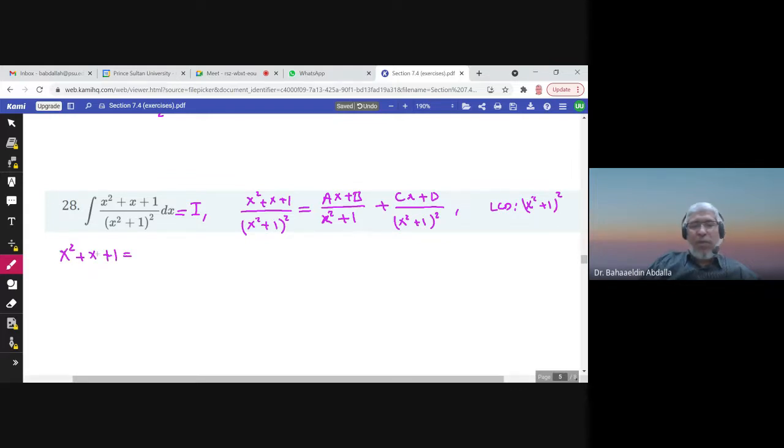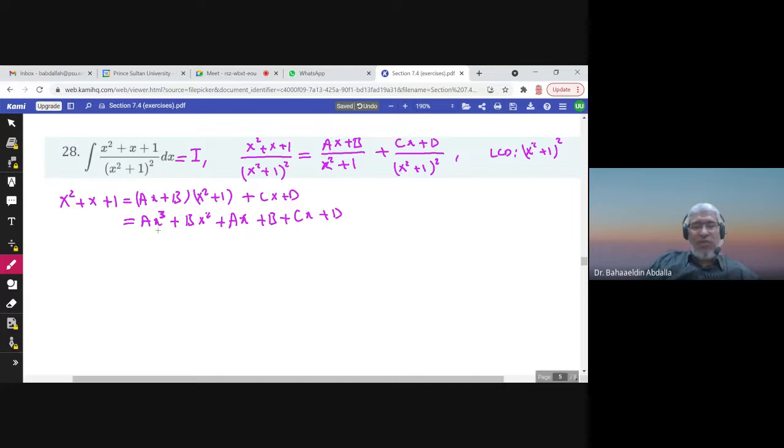And now, multiplying the first term by (x squared plus 1) squared, x squared plus 1 will be cancelled with one of these two, and I'll have (ax plus b) times (x squared plus 1). For (cx plus d), when I multiply, the denominator will be cancelled. Nice. So I will have the following. I can expand this. I have ax cubed plus bx squared plus ax plus b plus cx plus d.